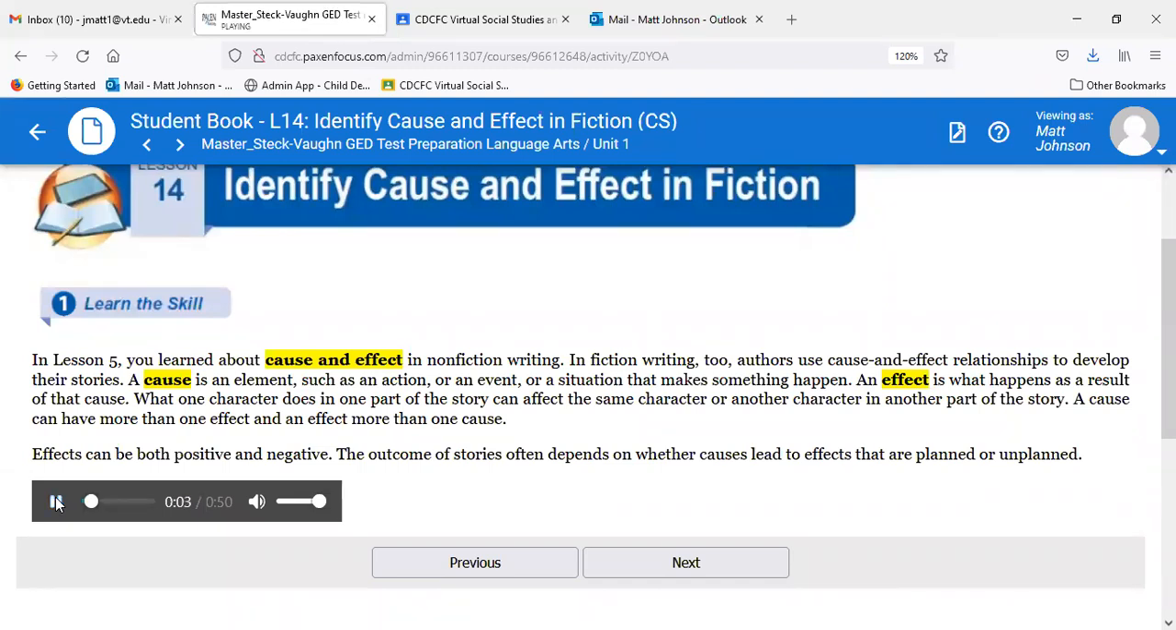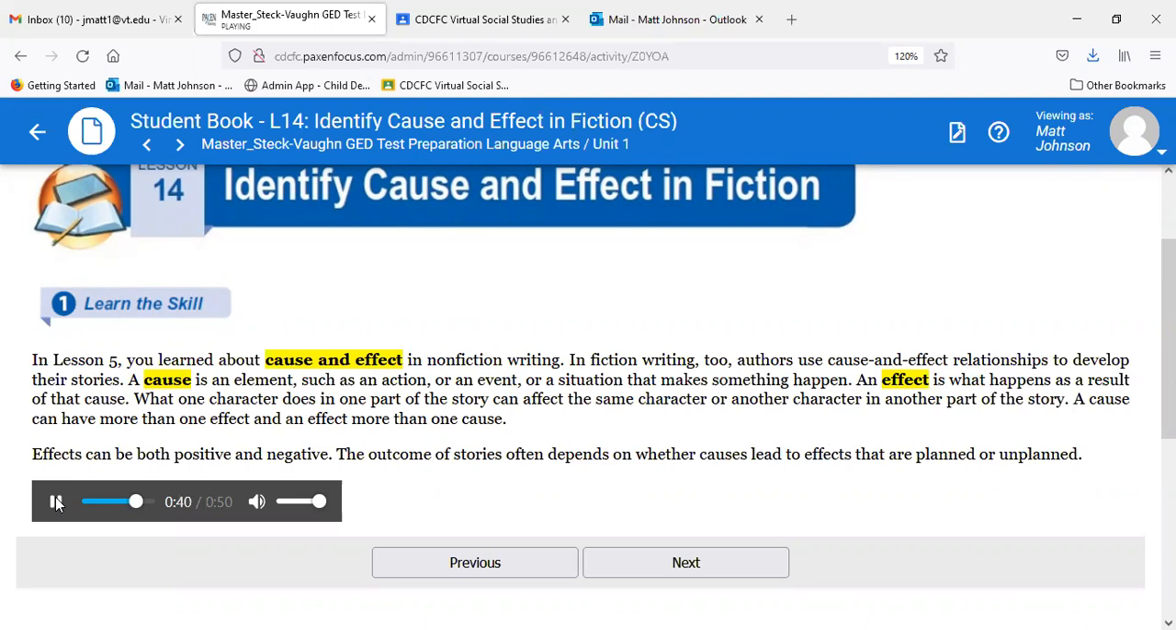In Lesson 5, you learned about cause and effect in nonfiction writing. In fiction writing, too, authors use cause and effect relationships to develop their stories. A cause is an element, such as an action or an event, or a situation that makes something happen. An effect is what happens as a result of that cause. What one character does in one part of the story can affect the same character or another character in another part of the story. A cause can have more than one effect, and an effect more than one cause.